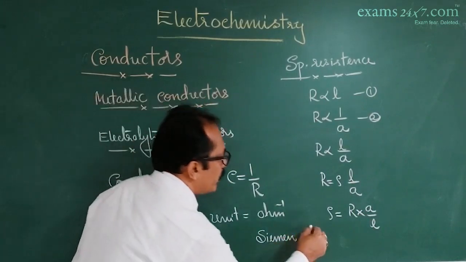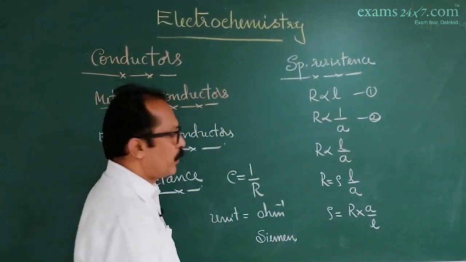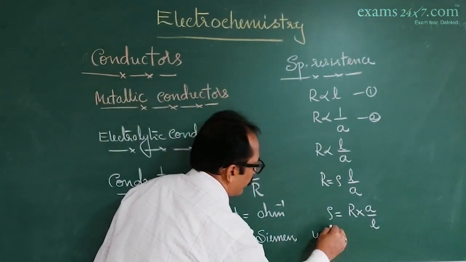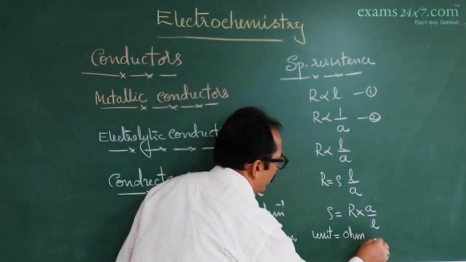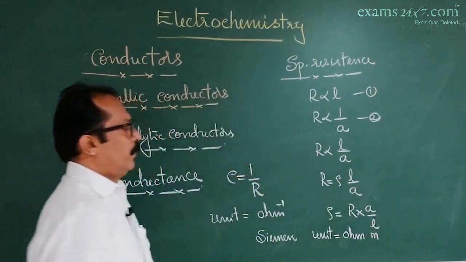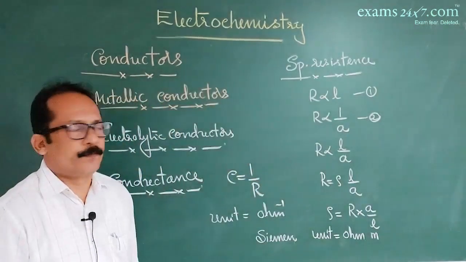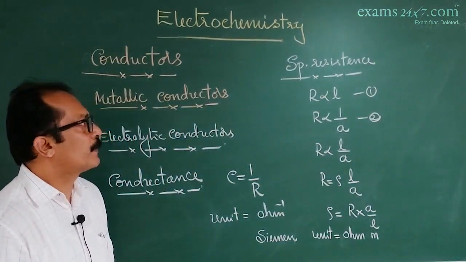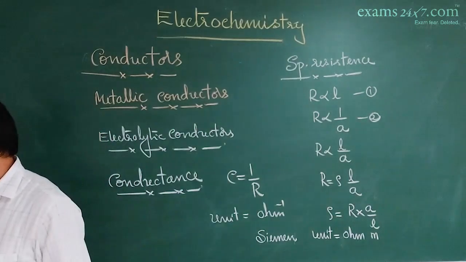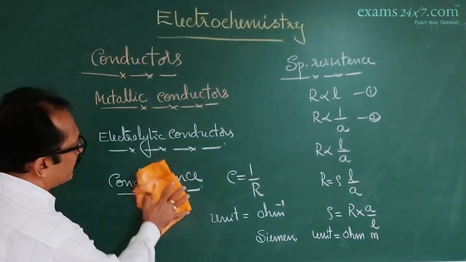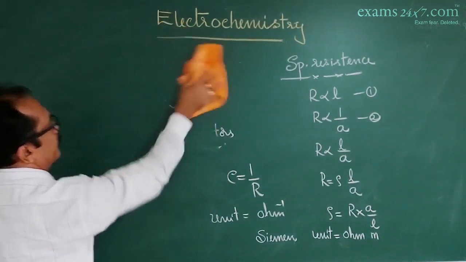Now, about the unit of resistivity: ohm meter or ohm centimeter. Okay, this is about the unit of specific resistance. Now, next about different types of conductance.